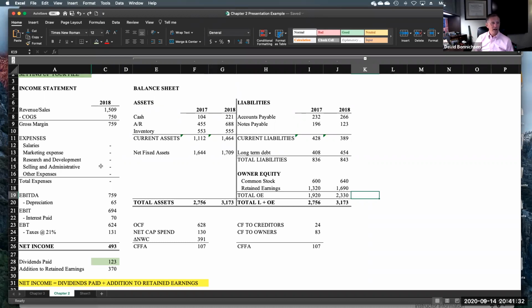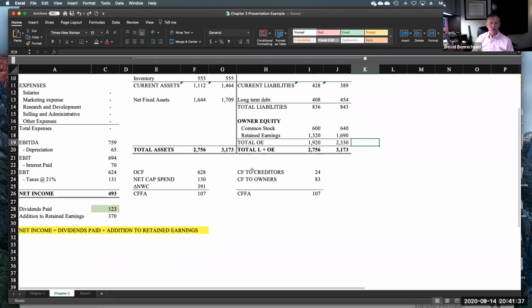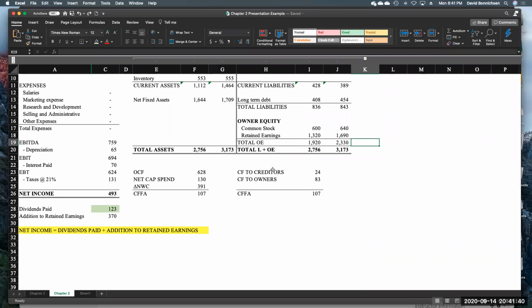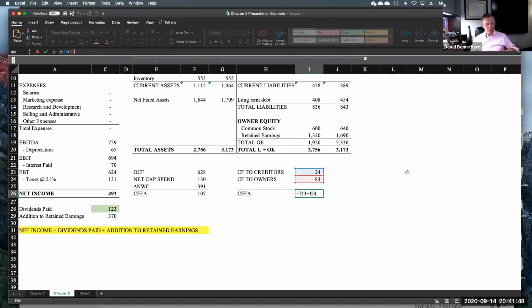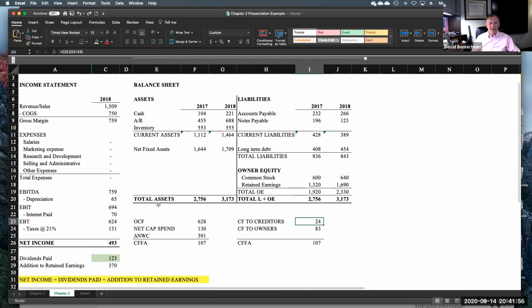Can I hover over the CFFA formula again, please? Which one? The one for the operations or the one for the creditors and owners? The creditors and owners, please. Okay, so it's the creditors plus the owners. The creditors, if you think about it, it makes sense. It's the amount of money that we pay to them in the form of interest, minus the additional debt that we may or may not have taken on. So interest minus the year-over-year change in long-term debt.